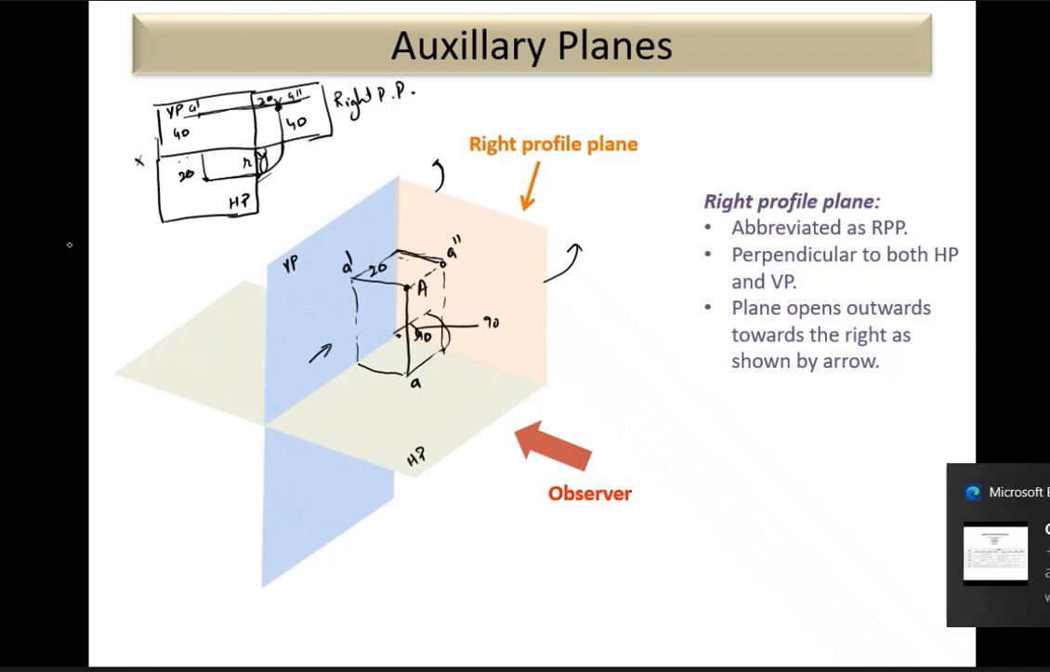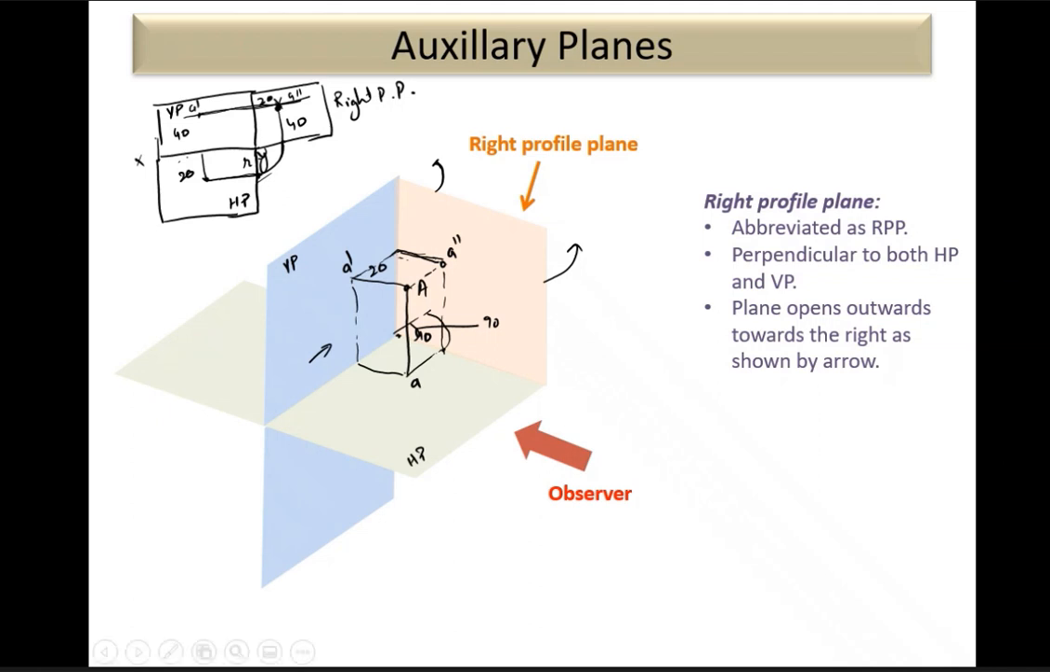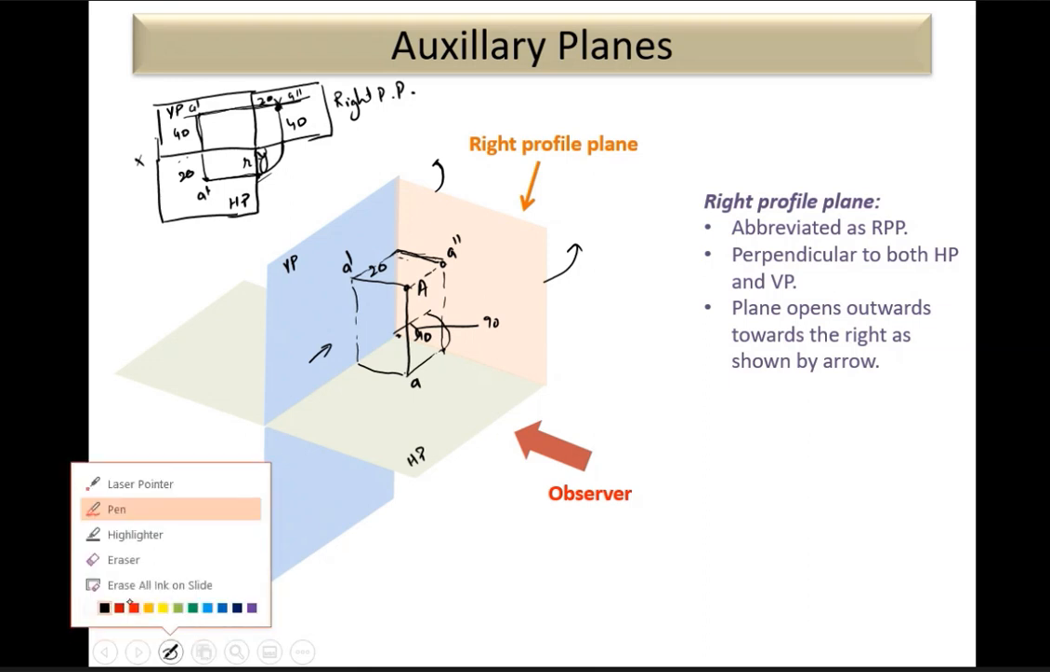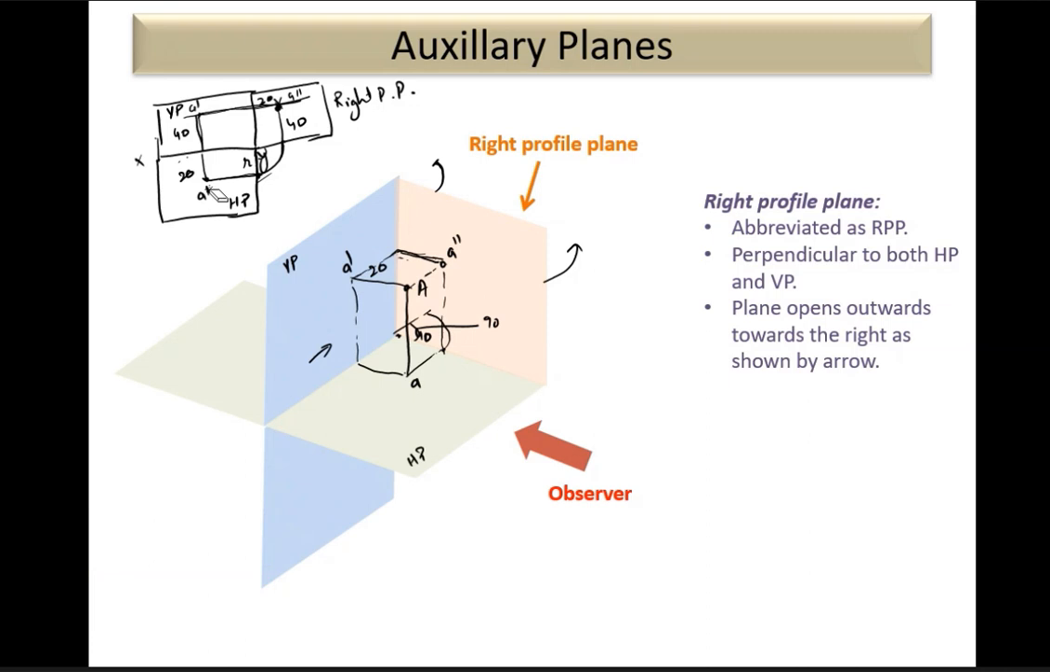Sir, can you explain the 2D figure again? Okay. Is this point clear to you? A dash. Yes, sir. And how we get A? Sorry, I have written it there. Sorry, this is not right. This will be A only.